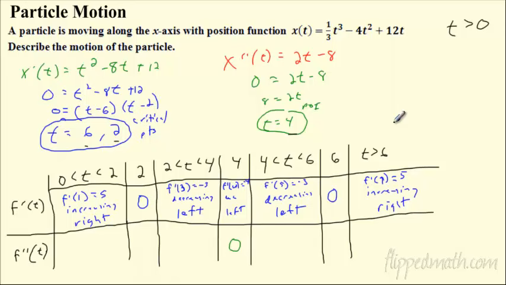Can we go ahead and find its concavity, or what's going on in the second derivative? If I look at the second derivative, which is much easier to work with, I'm going to use the same test points. So at 1, if I put 1 in here, 2 minus 8, boom, negative 6.